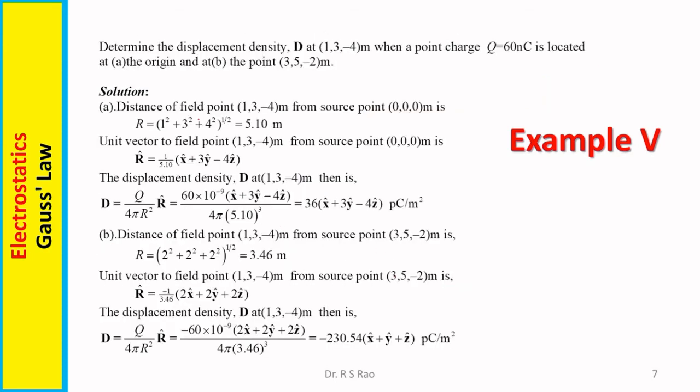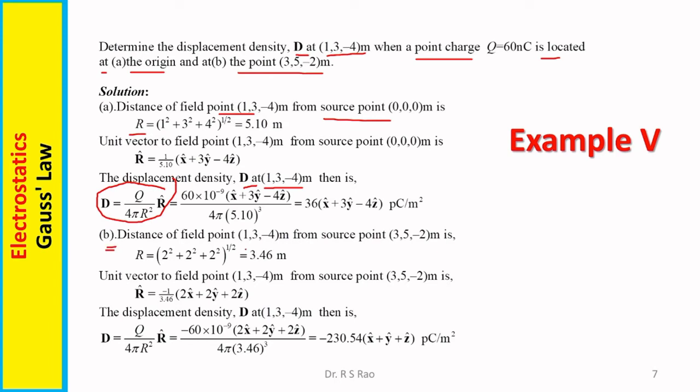Another problem. Determine the displacement density D at a point when a point charge is located at the origin. This problem is quite simple. The distance of the field point from the source point is r equal to the square root of 1 square plus 3 square plus 4 square. The unit vector to the field point from the source point is 1 by 5.10, x cap plus 3y cap minus 4z cap. The displacement density at 1, 3, minus 4 then is quite simple. Simple substitution in this relation.